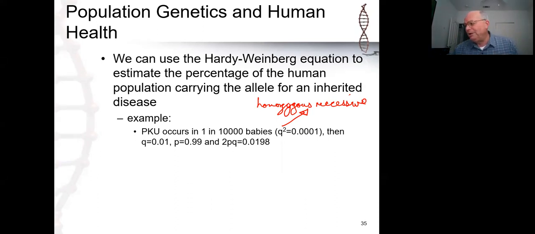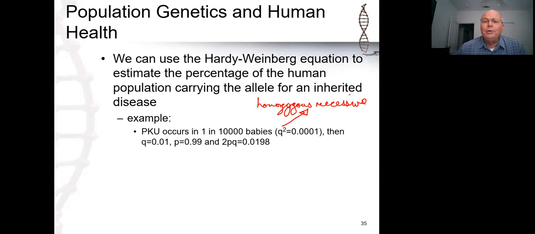Now be careful, because some genetics problems don't necessarily give you that number. So don't automatically assume that the data point that you've got represents the homozygous recessive. Read the question carefully, make sure you understand what the data represents. But in this case, 1 in 10,000 represents the birth rate for individuals who are homozygous recessive, because PKU happens to be a recessive trait.